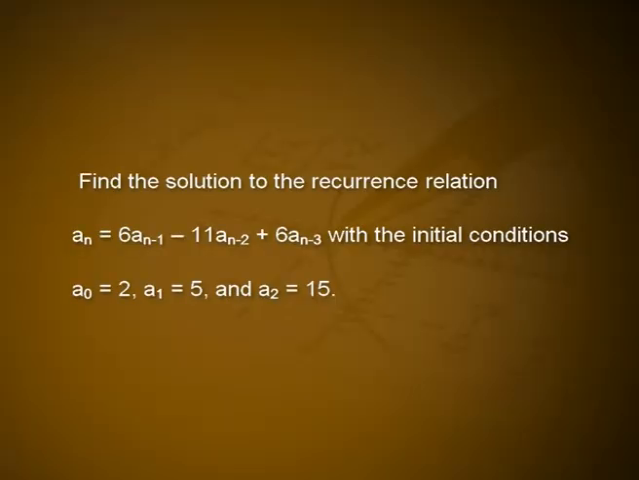We illustrate the use of the theorem with the following example. Problem. Find the solution to the recurrence relation an is equal to 6 into an minus 1 minus 11 into an minus 2 plus 6 into an minus 3 with the initial conditions a0 equal to 2, a1 equal to 5 and a2 equal to 15. Solution. The characteristic equation of this recurrence relation is r cube minus 6r square plus 11r minus 6.